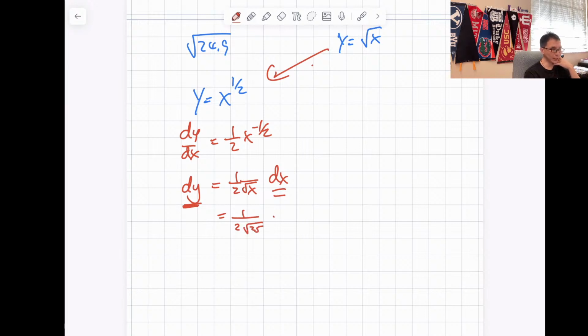25, good. And what is dx? Be careful, what's dx? It's 24.9 minus 25, which is what? Negative 0.1. Later we're going to use the equation of the tangent line to do it, but right here is another way to do it. So that's going to be 1 over 2 times 5 times negative 0.1. So that's equal to 1 over 10 times what? Negative 1 over 10. So it'd be negative 1 over 100.